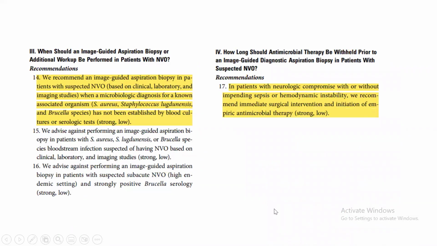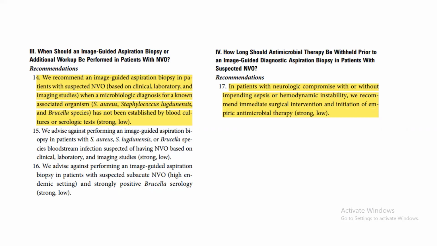And then when they asked whether imaging or biopsy should be done, they recommended image-guided aspiration biopsy in suspicion of NVO based on clinical, laboratory, and imaging studies, as well as when there is no known microbial diagnosis. Basically, the microbe has not been established by blood culture or serologic tests.